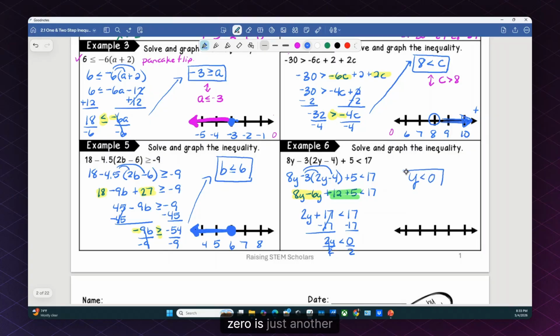And remember, 0 is just another number. There's nothing special about it. So we can put it on this number line and we can put a dot at 0. It's no big deal. So this is an open circle. So I'm going to put my open circle and it needs to be less than 0. So I'm shading in the less than direction.